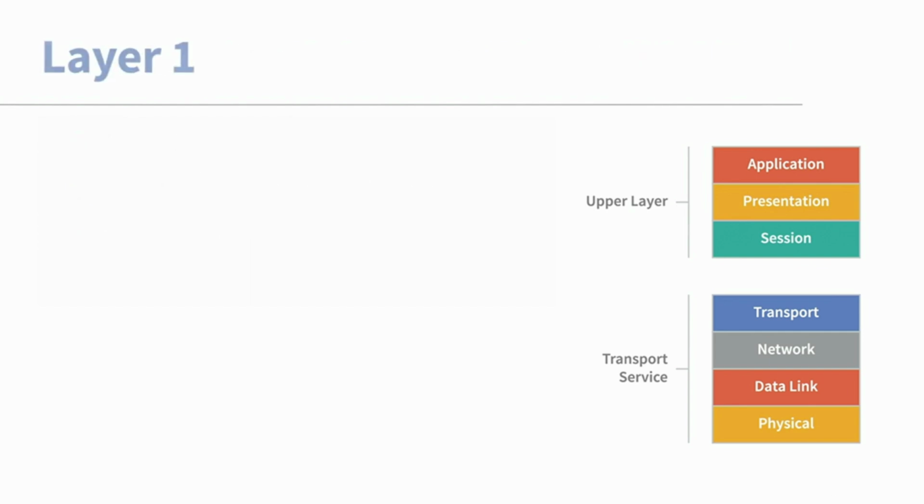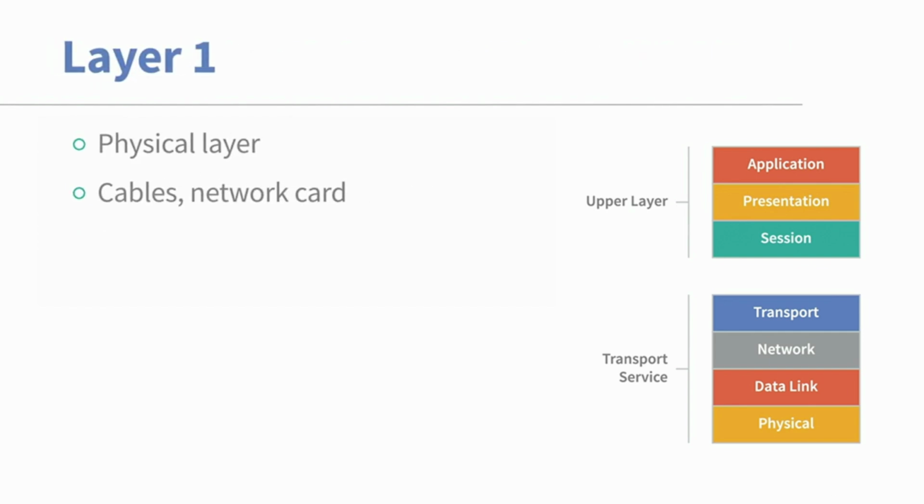At layer 1, we can see this is the physical layer. You'll find cables and the network card. You'll also be able to do a loopback test at this layer by pinging 127.0.0.1. This can confirm that the physical layer is working as it should.